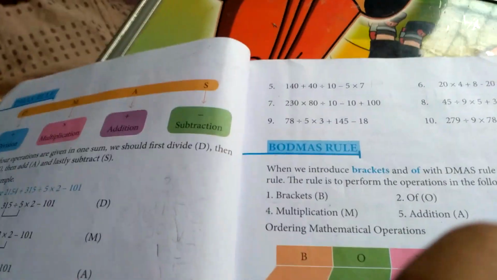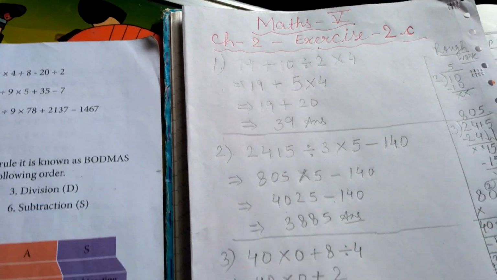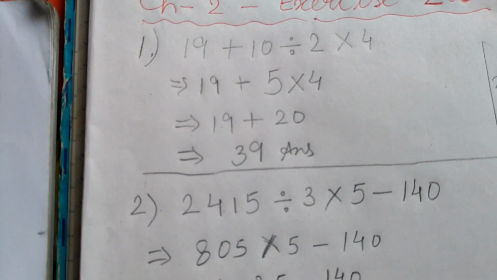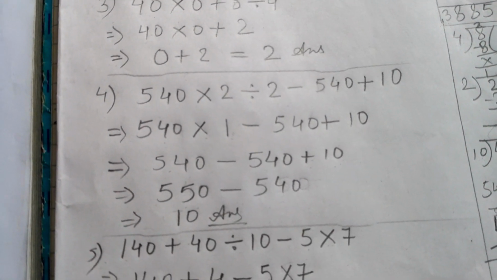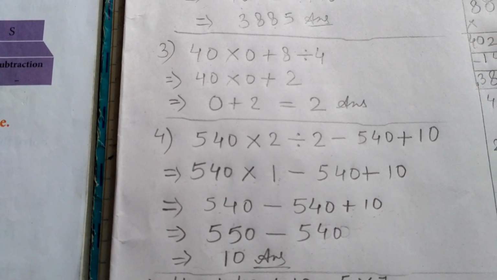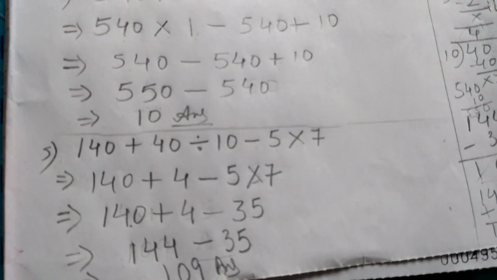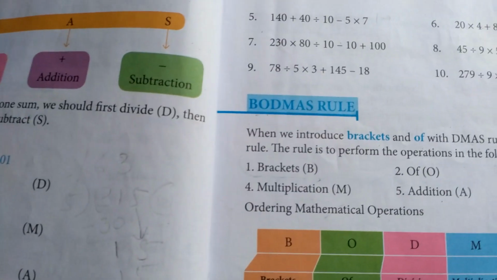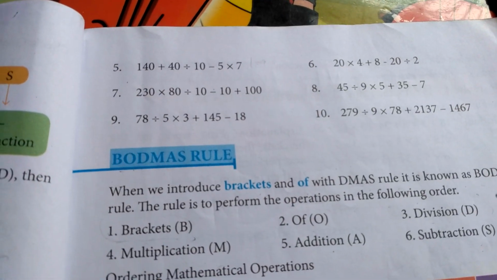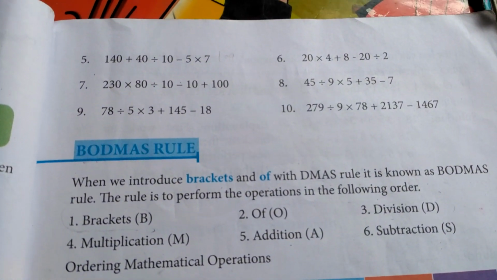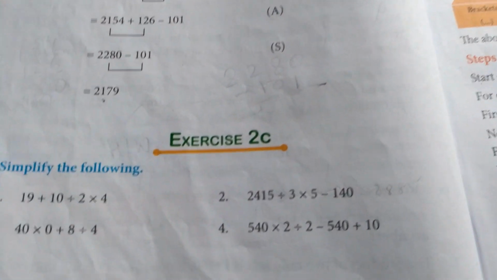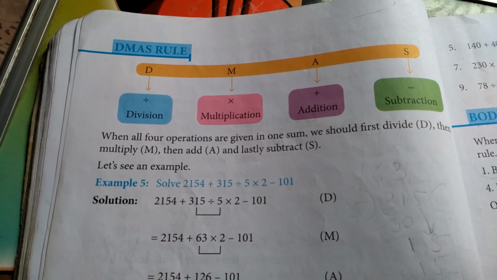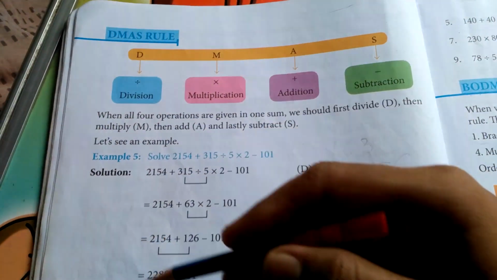So kids, in exercise 2C I have already solved 5 questions for you as per the DMAS rule. Likewise you have to solve all the questions in the proper steps. Now the remaining questions, that is 6, 7, 8, 9, 10, you are going to solve by yourself with the proper steps. And kids, whatever instructions I have given you before starting this lesson, you also have to keep in your mind.